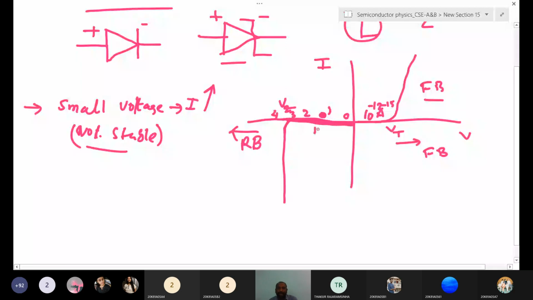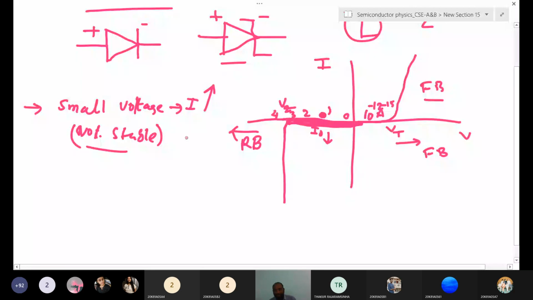Here this indicates I0. This small current we are calling the saturation current. This saturation current should always be small, then only our device is a perfect device. This is due to leakage of the charge carriers.